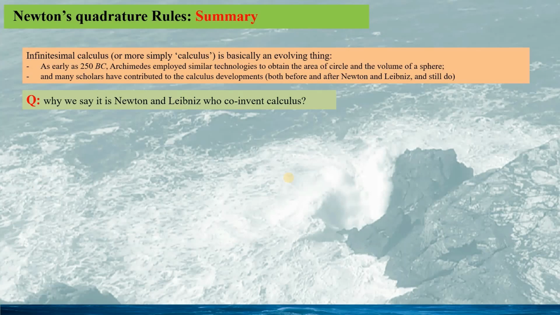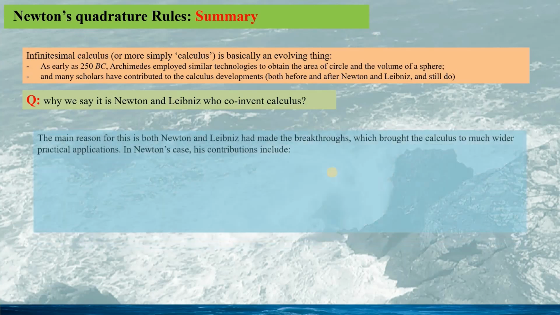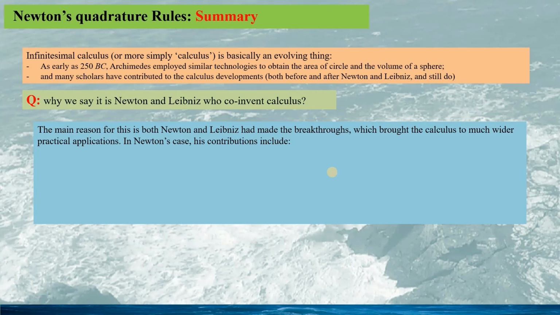Then a question would be why we say it is Newton and Leibniz who co-invented calculus. The main reason for this is that both Newton and Leibniz made breakthroughs which brought calculus to much wider practical applications. In Newton's case, his contributions include Newton's binomial series for the generalized binomial function, which is a huge advancement in analytic mathematics.